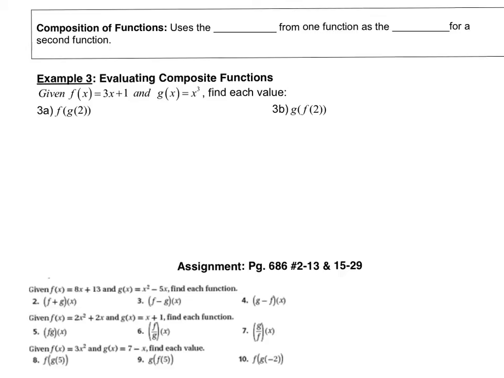Compositions of functions. It's kind of like a 2-in-1 problem. It uses the output. You can fill in output right there. The output is just a fancy word for the answer, from one function as the input, or in other words, what you plug in to the second function. So just like when we learned order of operations, if we have a bunch of things inside parentheses, you work from the inside out. I would jot that down on your paper.